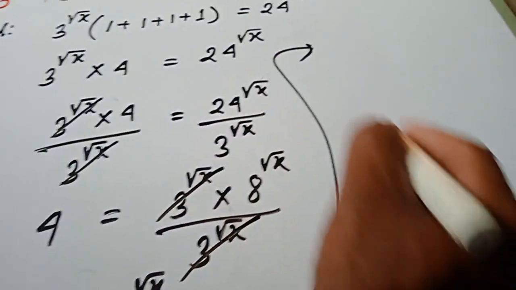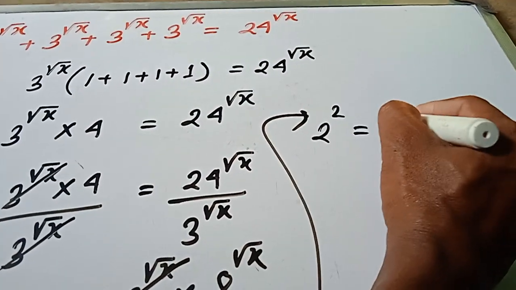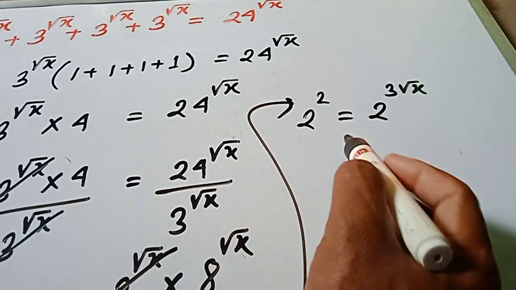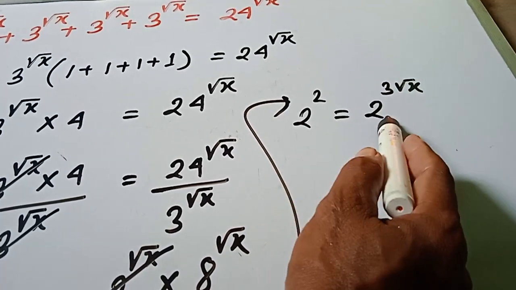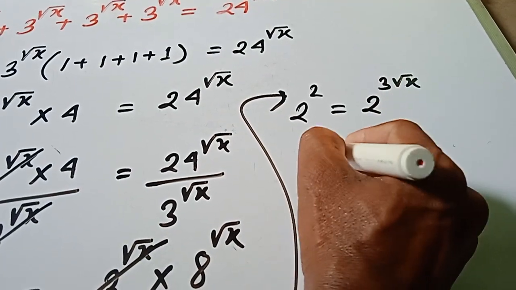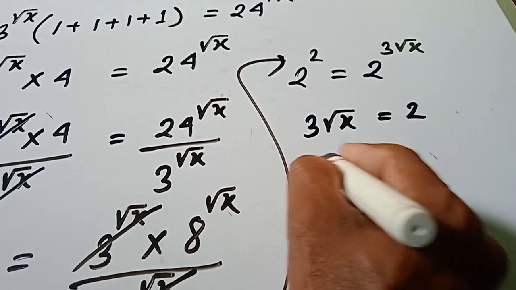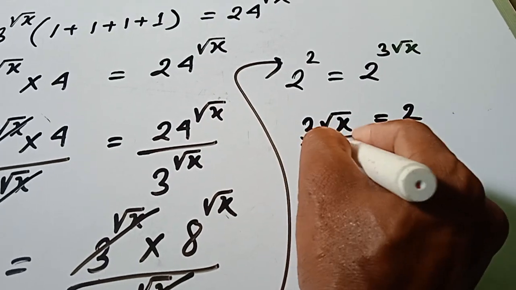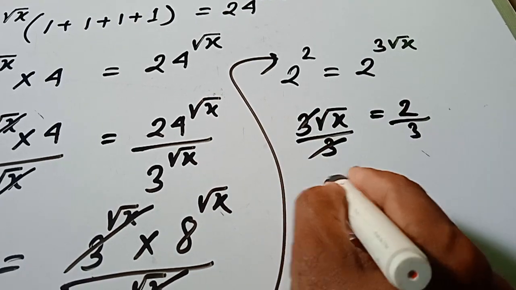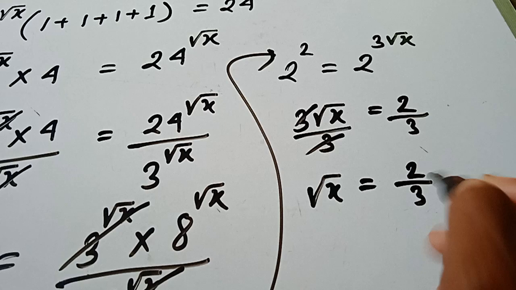Next, 2 power 2 is equal to 2 power 3√x. Here the bases are the same, 2 and 2, so the exponents are the same. Here 3√x is equal to 2. Then divide by 3 on both sides, so the 3s cancel. Then √x is equal to 2 over 3.